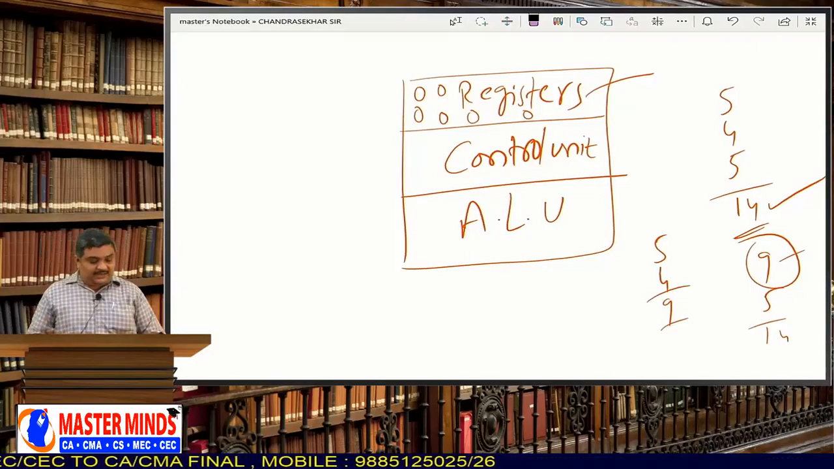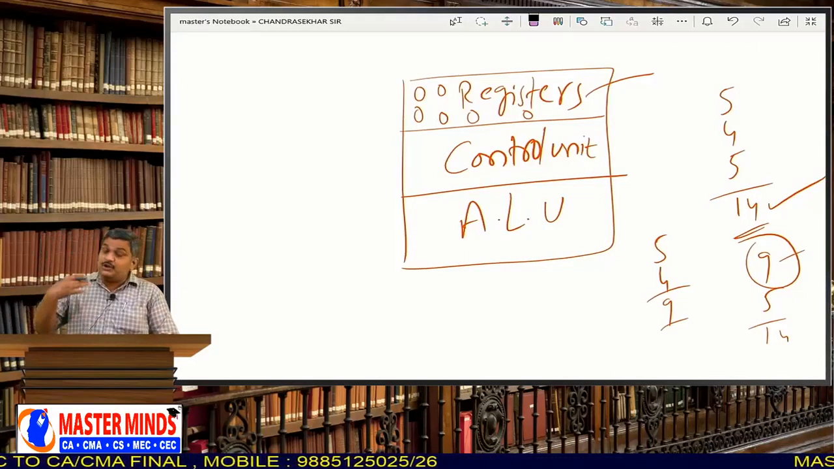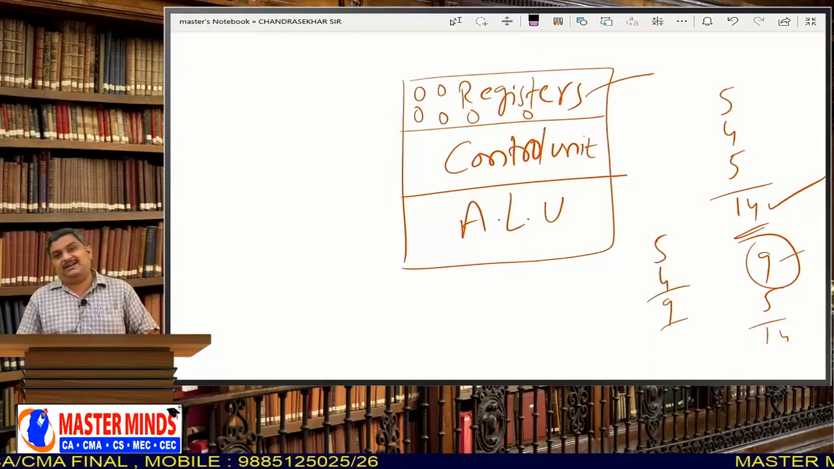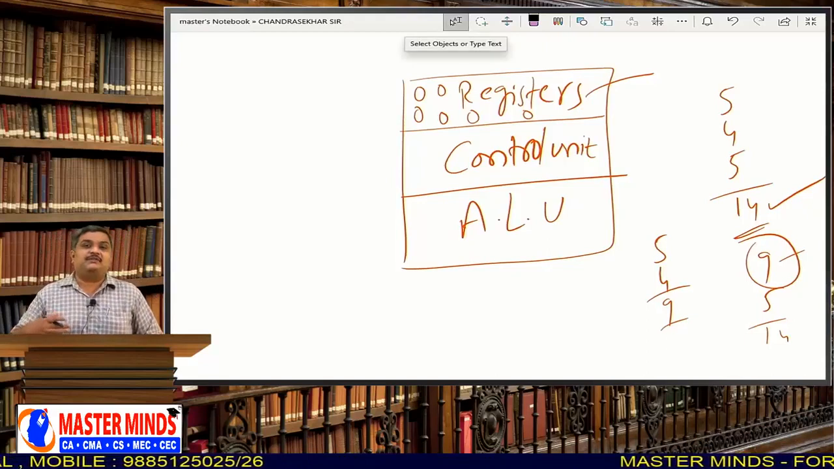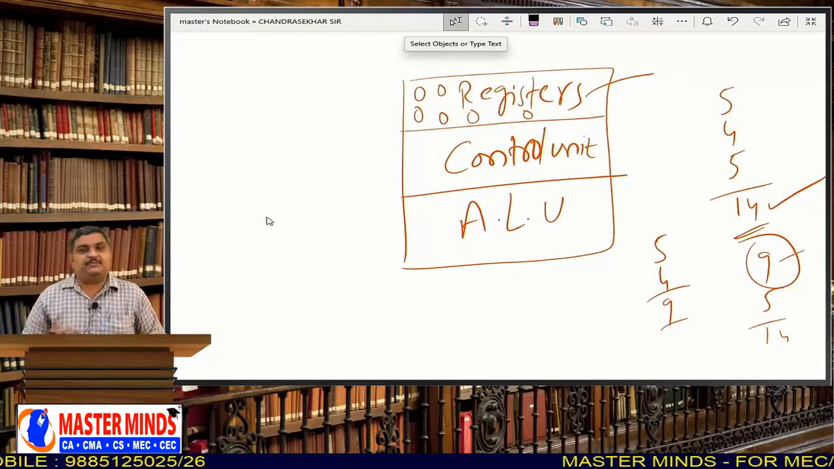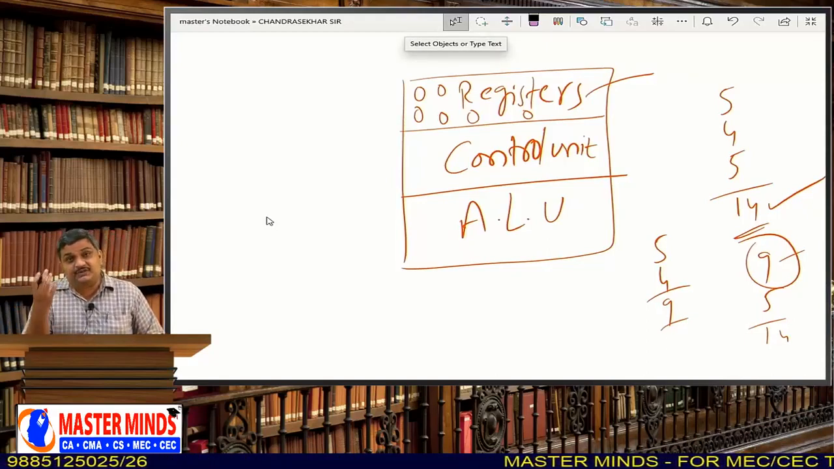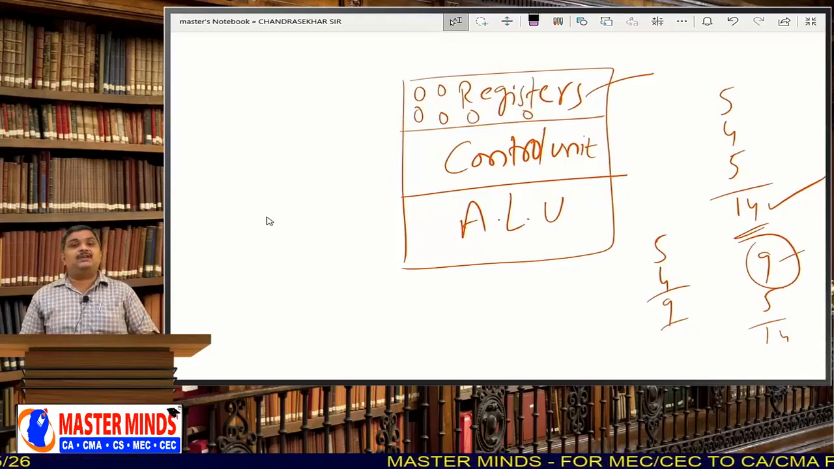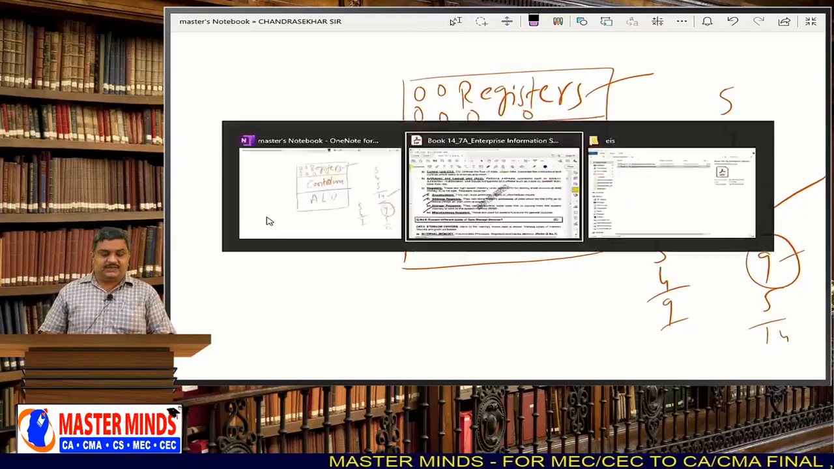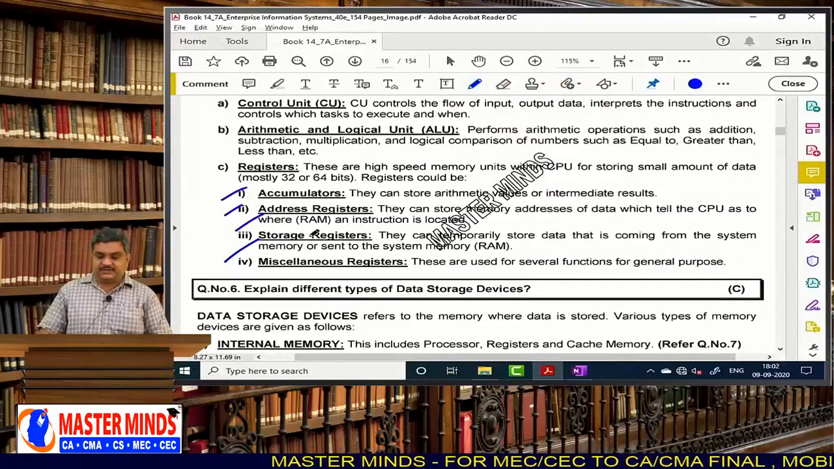And likewise, there are some registers which are used to store the addresses of the data. In computer, there will be an address for every data item. So the registers which store the address of the data item are called address registers. And there are many other registers.